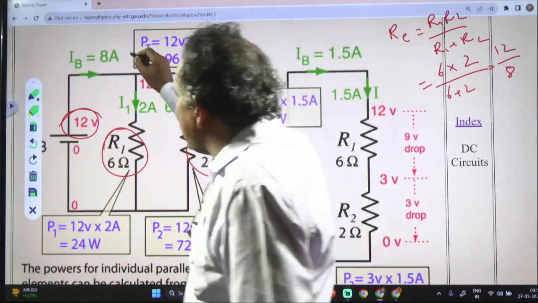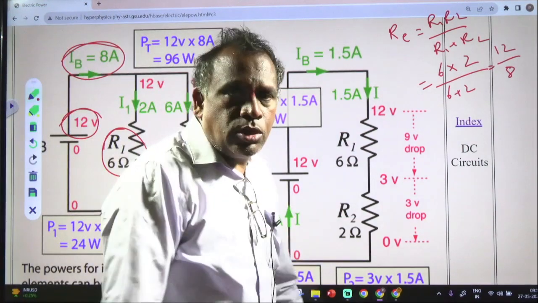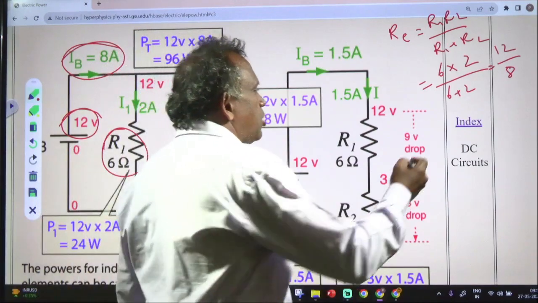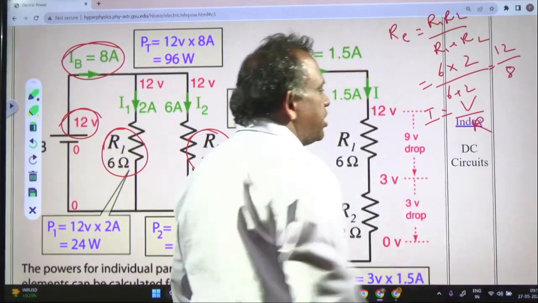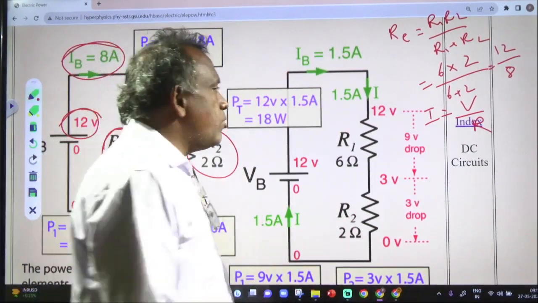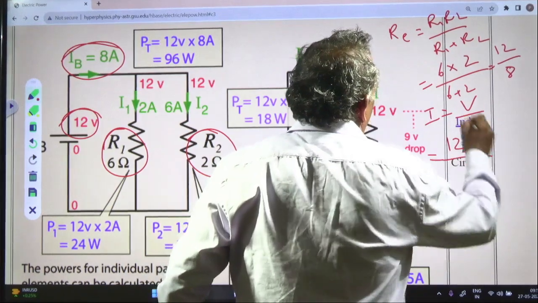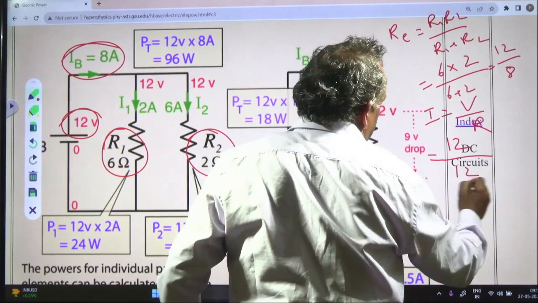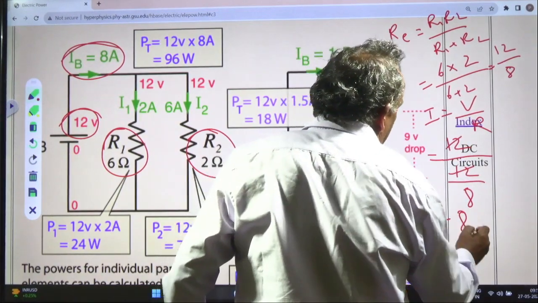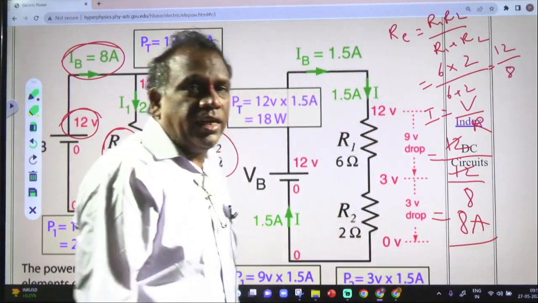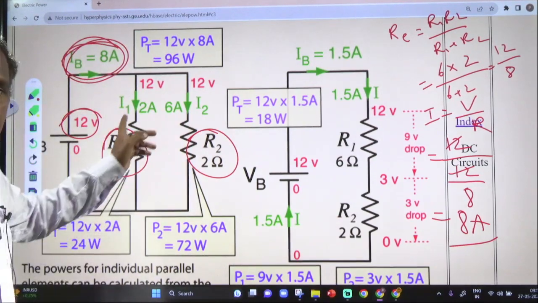But what you actually want is the current, how much is coming from the battery. Current is nothing but total voltage divided by the total effective resistance. The total voltage is 12 volts, and the resistance is 12 by 8. If you simplify, 12 gets cancelled. So 8 amperes is the current from the battery. You got the 8 amperes?